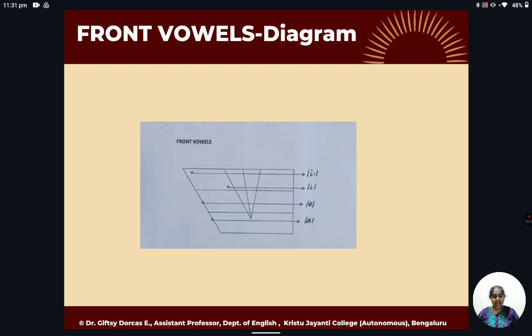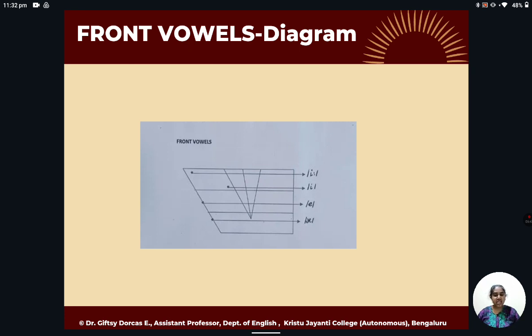Next is the air sound. The air sound is described as a front unrounded vowel just below the half open position, and this sound occurs initially and medially in the words axe and bat, but it does not occur in the final position.